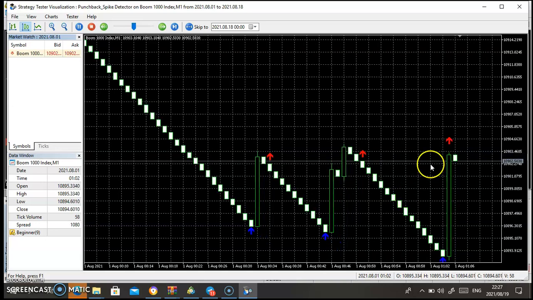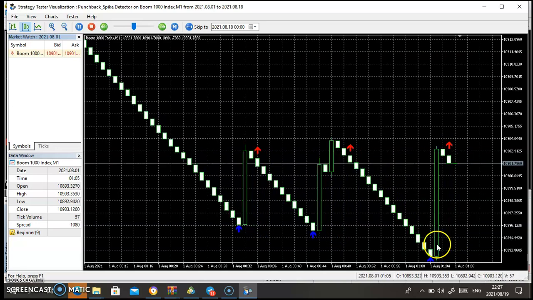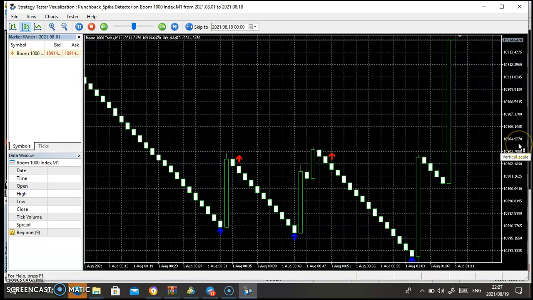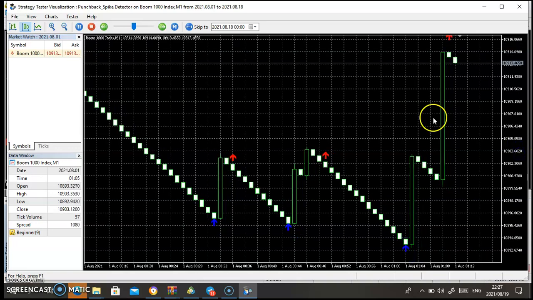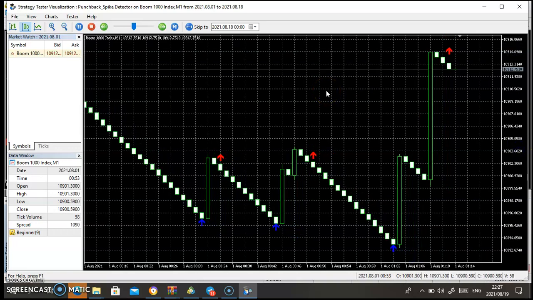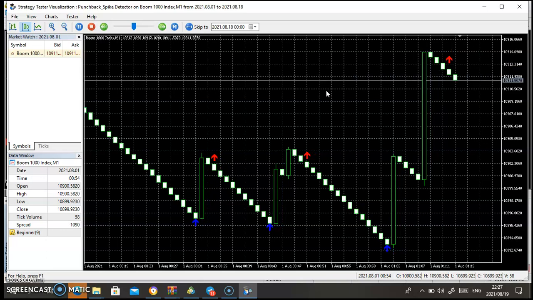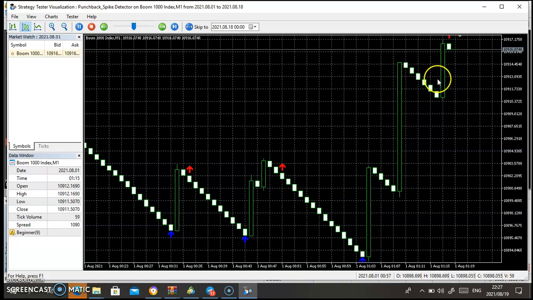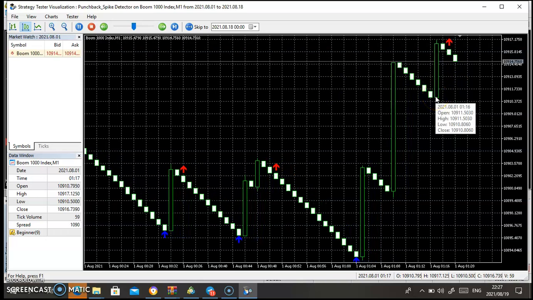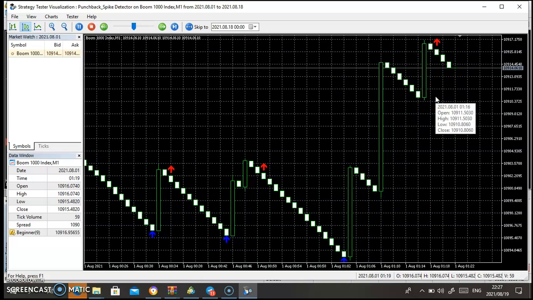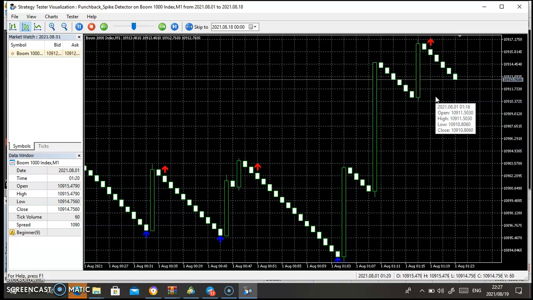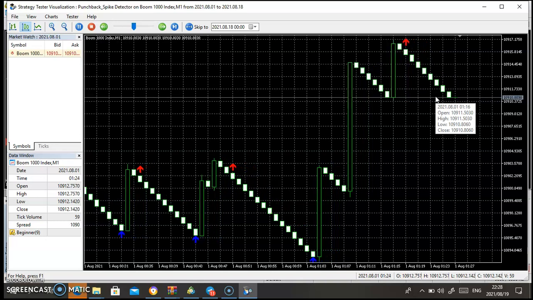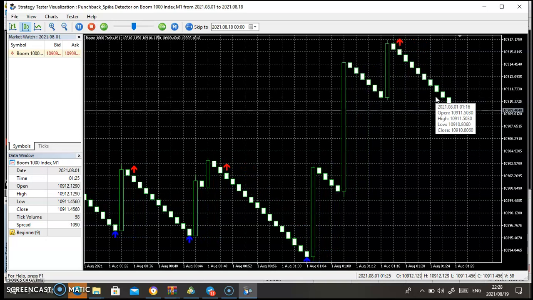You can see there was a nice trade, but look at it. It gave us a spike, but there was no arrow. Why is it doing that? I don't know. Let me just make it smaller. Again, it gave a spike, no arrow. Let's just wait and see if it gives us an arrow so that we can take an entry. Okay, it gives us an arrow.